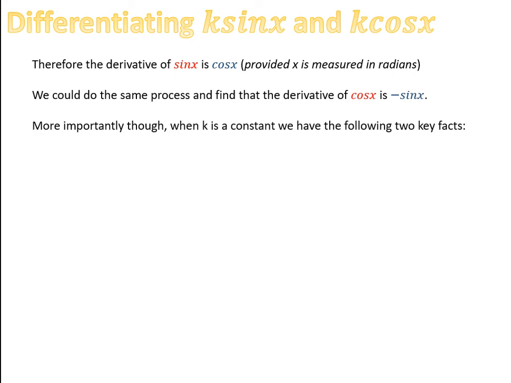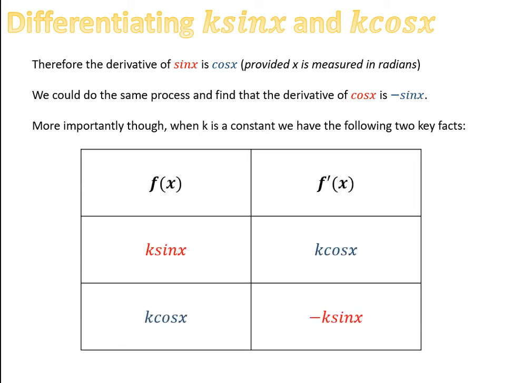This is provided x is measured in radians. It's never really going to be an issue, but that's why we did that in radians. If we did the same process, I could do exactly the same thing again. What we find is that the derivative of cos x is minus sine x. When we bring a coefficient in, it doesn't actually change anything at all, in which case you have these values. These are the values given in the little table in your formula sheet. So again, you don't need to memorize these. It's just showing you where they actually come from.